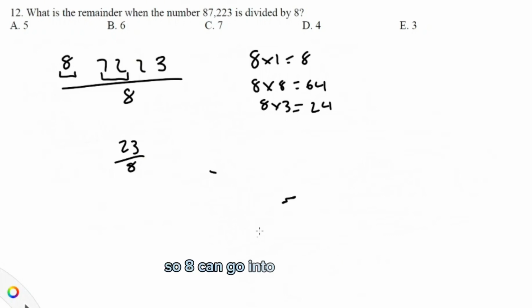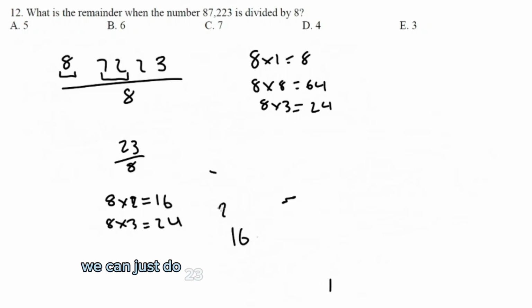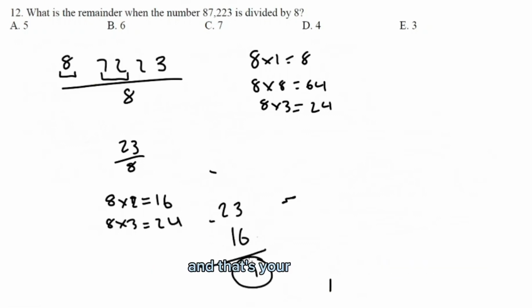So 8 can go into 23 2 times, because 8 times 2 is 16, and 8 times 3 is 24, which is bigger than 23. Alright, so if we know we can go in 2 times, which is equal to 16, we can just do 23 minus 16 to find the remainder, which is 7, and that's your answer.